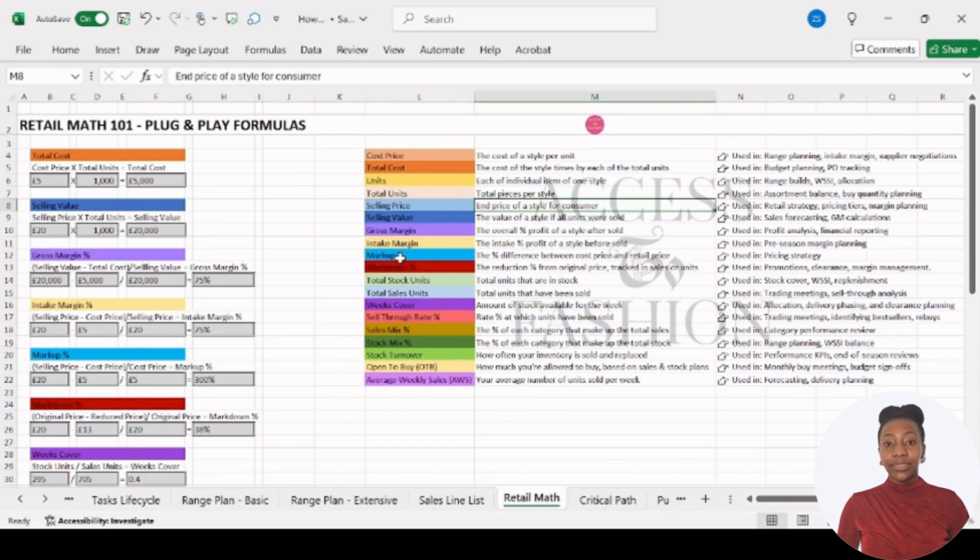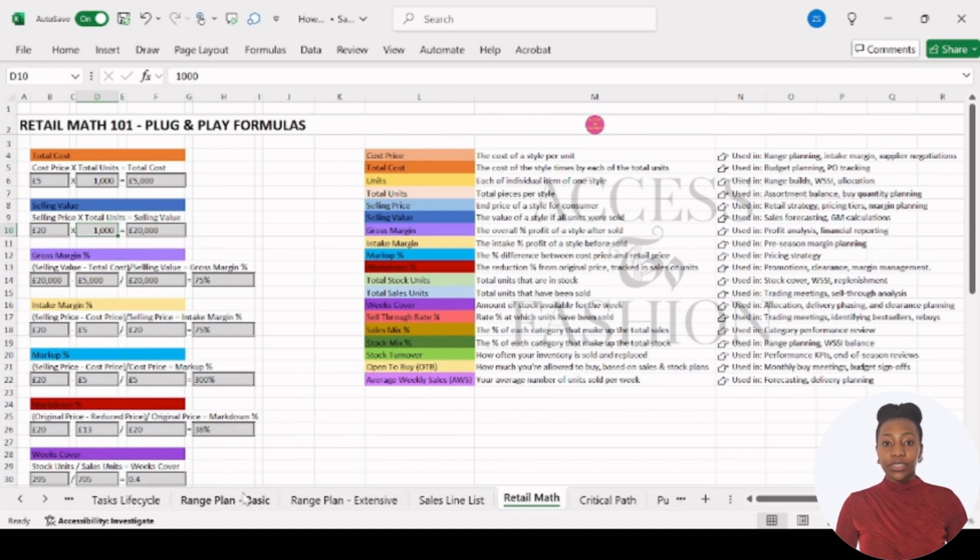Selling price is the end price of a style for the consumer. How much is the consumer going to pay for this style? And then your total units are the total pieces per style. These are used in assortment balance, buy quantity planning, retail strategy, pricing tiers, margin planning, and obviously your range planning too. So that's where we've lifted this information, the £20 and your 1,000.